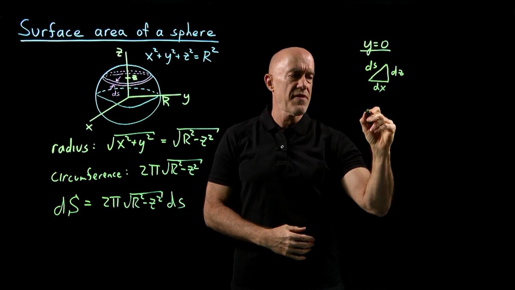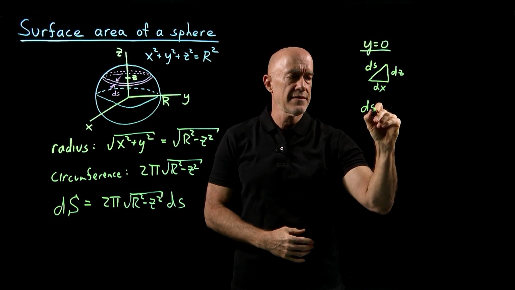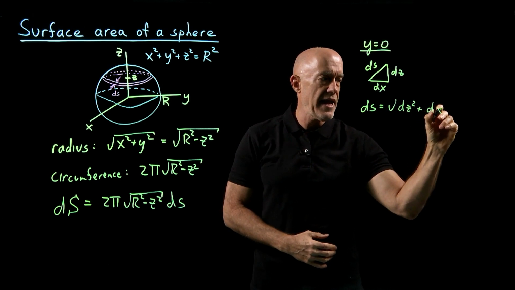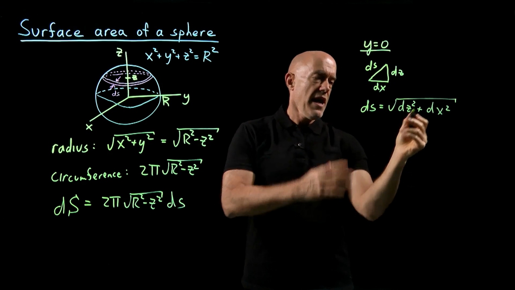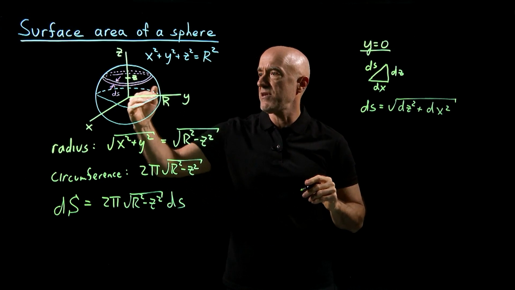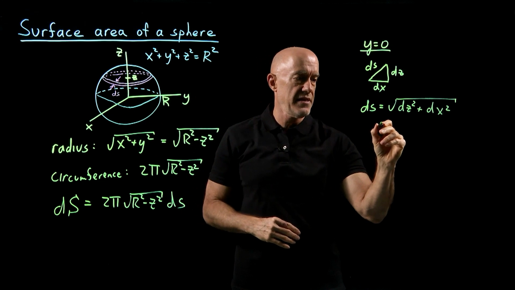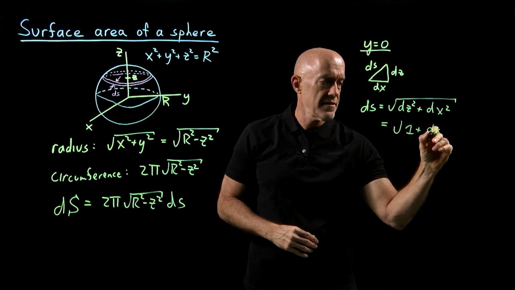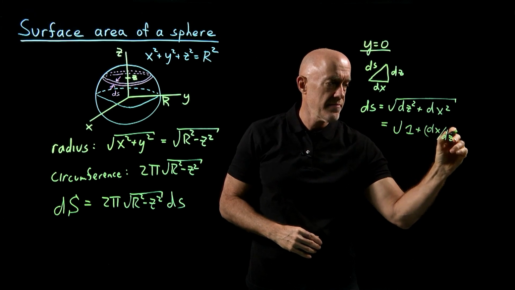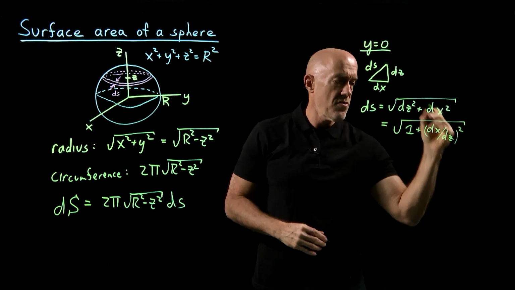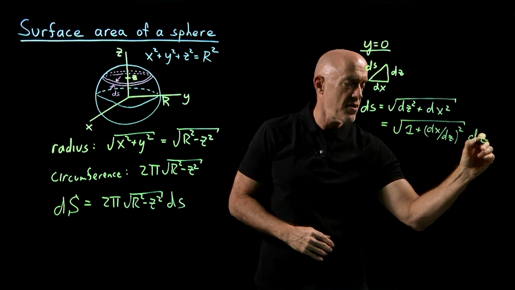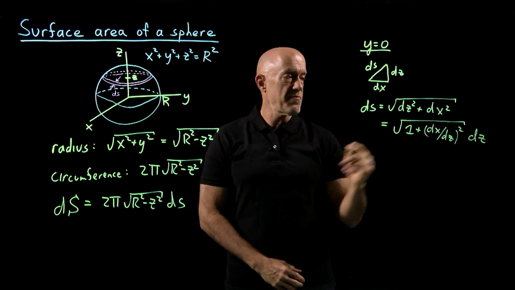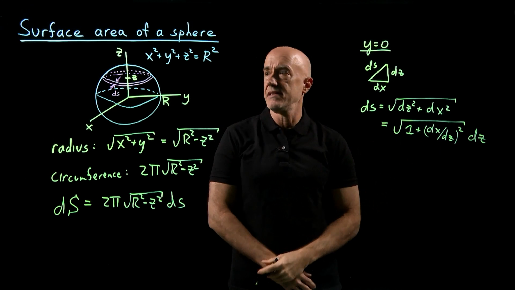So then we can use the Pythagorean theorem. So ds is equal to the square root of dz squared plus dx squared. And we can factor out a dz because we want to be integrating over dz. So that becomes the square root of 1 plus (dx/dz) squared, and all of that multiplied then by our infinitesimal dz. Okay, now we have the problem of what is dx/dz.